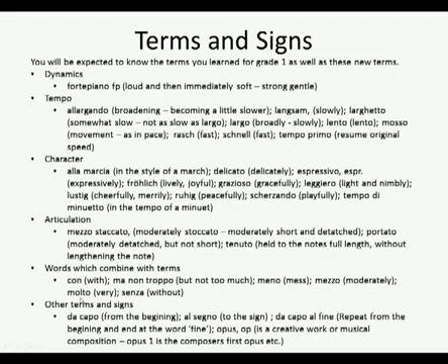Other terms and signs. Da capo means from the beginning. Al segno means to the sign. Da capo al fine means repeat from the beginning and end at the word fine. An opus, often shortened to op., is a creative work or musical composition. So something that says opus 1 would be the composer's first composition.